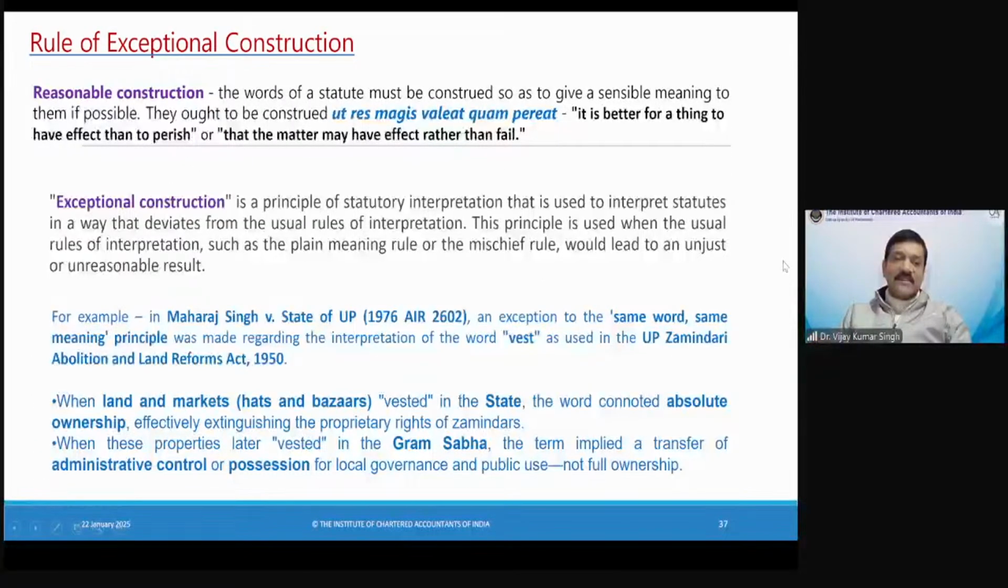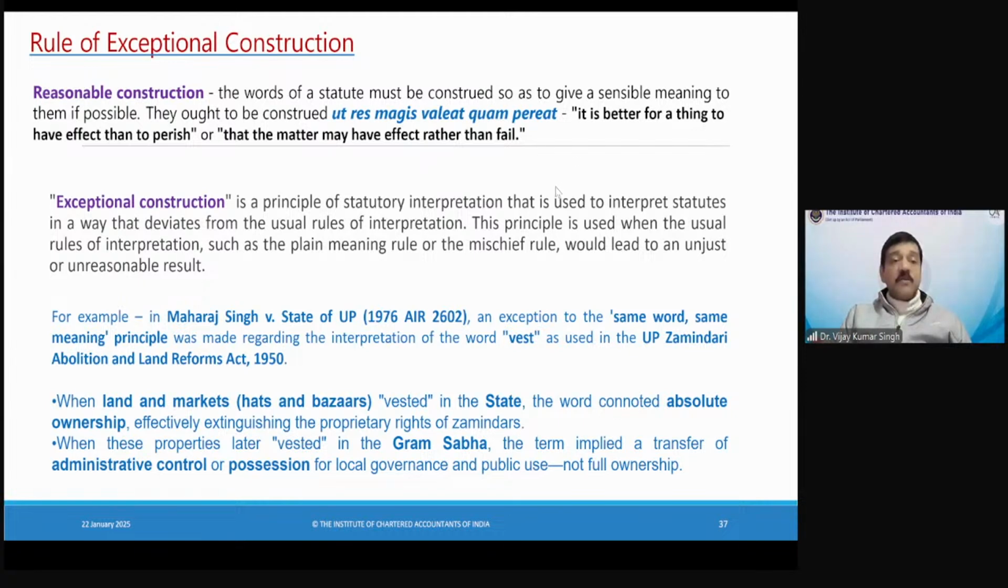Okay. Now let us talk about the rule of exceptional construction. This is also mentioned in your book, and it talks about reasonable construction. When you talk about reasonable construction, the words of a statute are construed so as to give a sensible meaning to them if possible. They ought to be construed ut res magis valeat quam pereat. It is better for a thing to have effect than to perish, or that the matter may have effect rather than fail. This is the objective of the law.